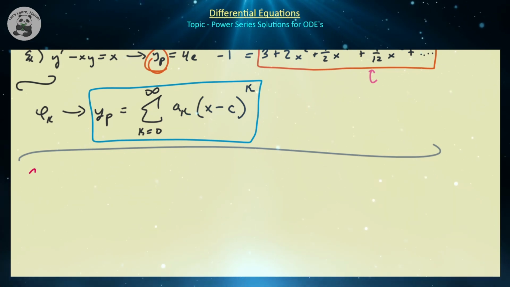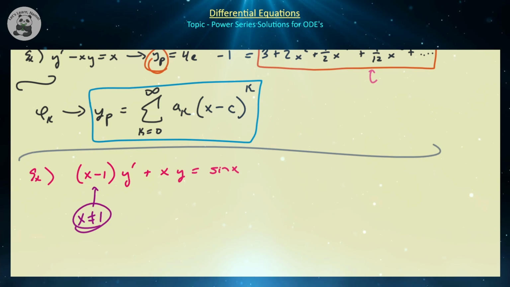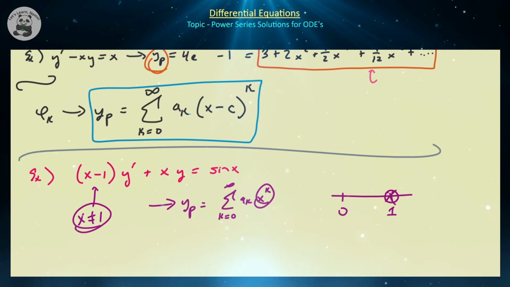For example, if we have the differential equation (x minus 1) times y prime plus x times y is equal to the sine of x, notice that in this particular expression, x cannot be equal to positive 1. Therefore, if we say that the particular solution is of the form the sum from k equals 0 to infinity of a_k times x to the k, this doesn't work because this is centered around 0, and this issue occurs at x equals 1. And if our initial condition is at 0 and we have to solve for it, we're going to have an issue that we can't bypass.